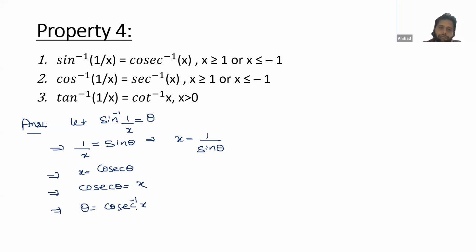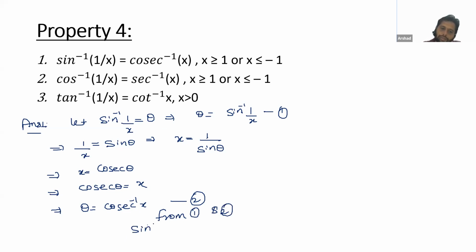So from here we have theta is equal to sine inverse 1 by x. Let this be 1, let this be 2. So from 1 and 2, what will we get? Sine inverse 1 by x is equal to cosec inverse x, because this is theta and this is also theta. So please note down this property, raise your hands, then we will solve some questions.